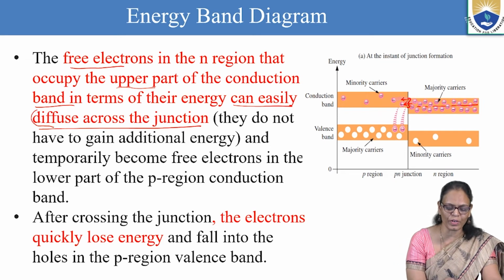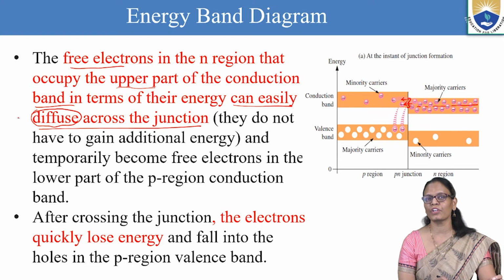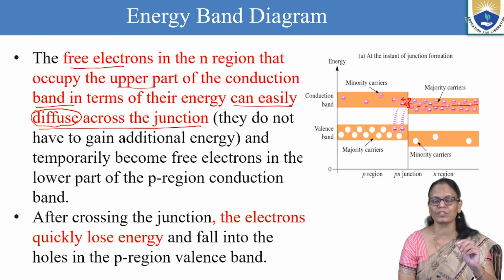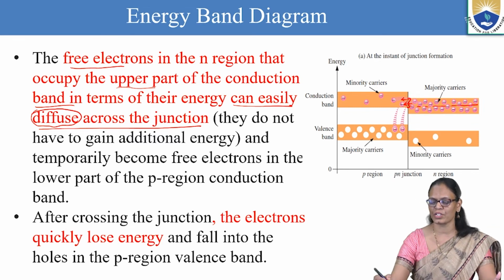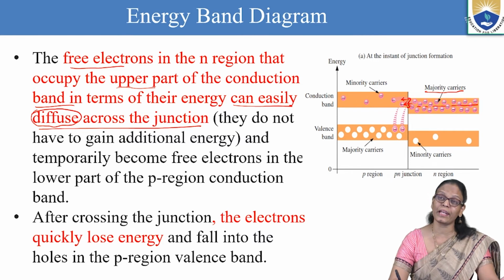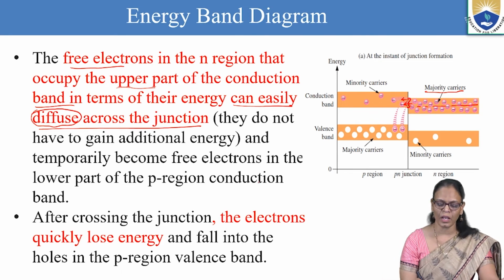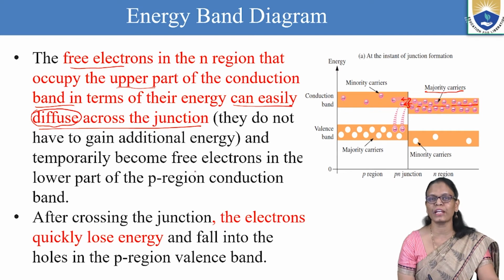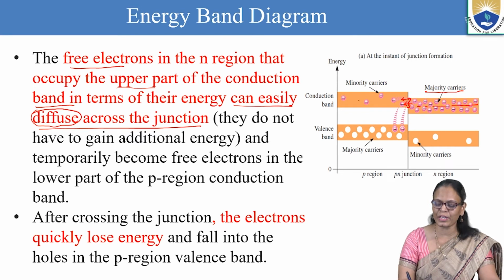Diffuse here means what? We have already discussed this term. Diffusion is a process of movement of charge carriers always from higher concentration to lower concentration. The majority carriers here are electrons. Electrons are in the majority here, but in the minority on the P side. So these electrons can easily diffuse from the N type to the P side, and they temporarily become free electrons in the lower part of the P region conduction band.